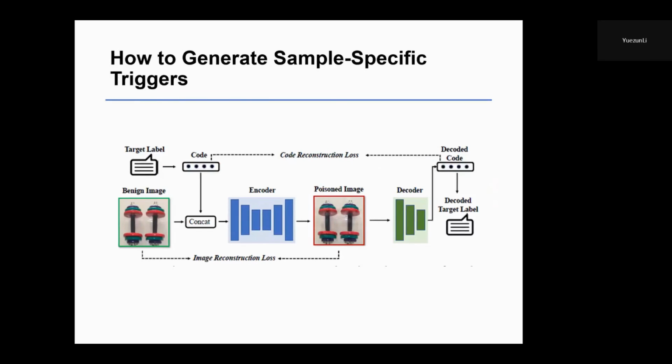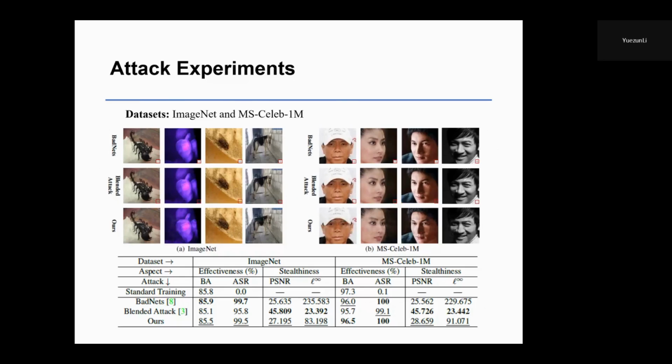To generate sample-specific triggers, we use an encoder-decoder network as an example, motivated by DNN-based image steganography. Firstly, the string is concatenated with the benign image. The encoder aims to embed the string into the image to produce the triggered image, and the decoder can recover the string. Theoretically, the string can be the target label or other strings.